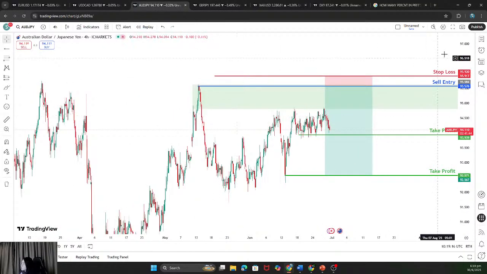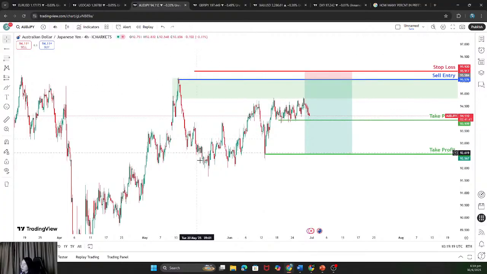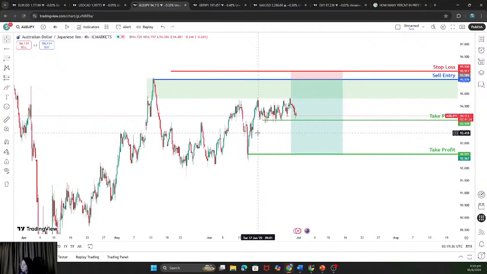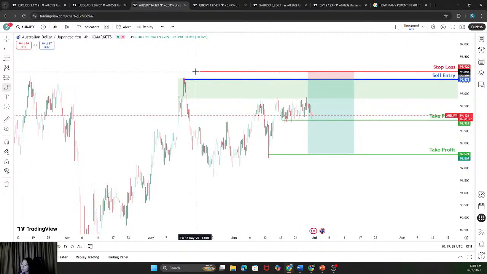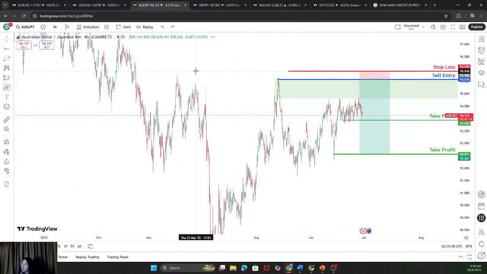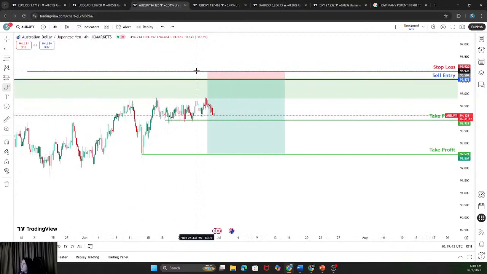Just give me a moment to analyze this one more time. Yeah, I'm pretty happy. If price pulls back here, I would happily take this sell. I would so happily take this sell, honestly. If it pulls back here, if it even gets here. If it doesn't get here, then okay, I'm not gonna force it.